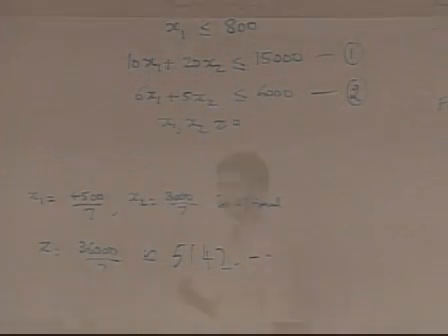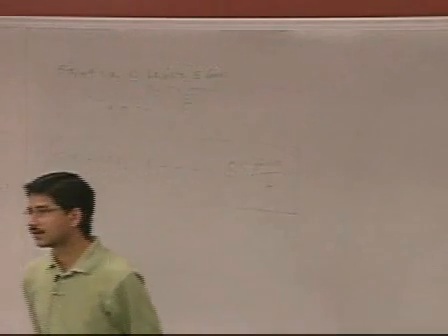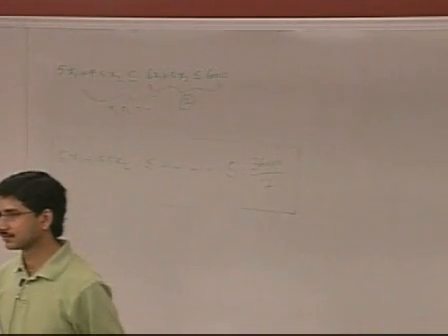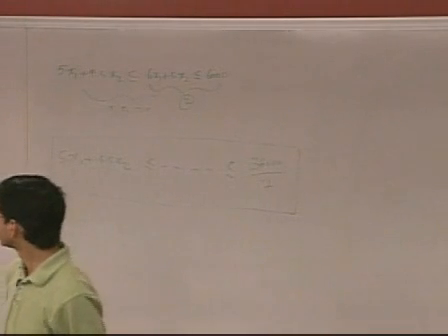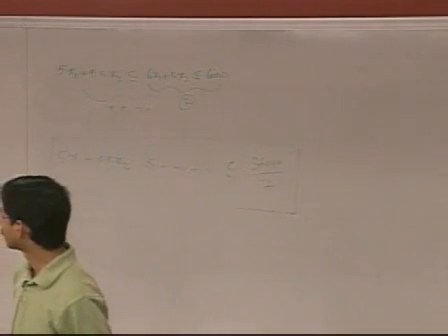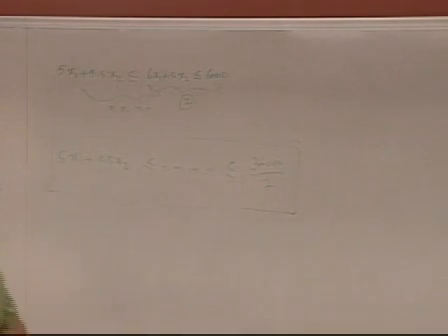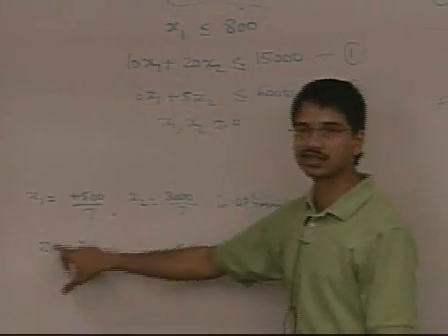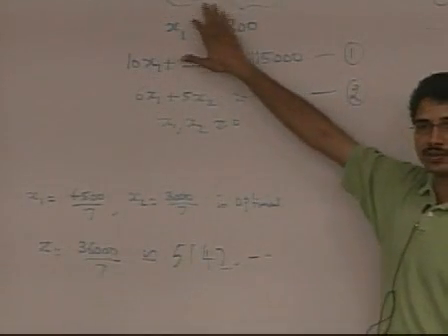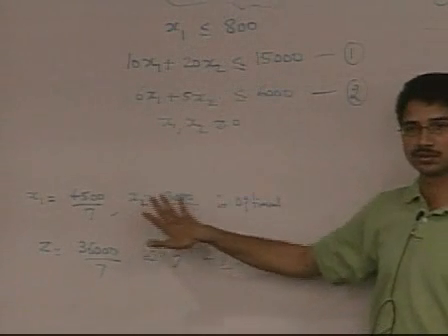Okay? Yes? You got the number 36,000. Where do you get that number? Where do I get 36,000 over 7? It's just 5 times 4,500 over 7 plus 4.5 times 3,000 over 7. So Z is just the objective value evaluated at the current solution.